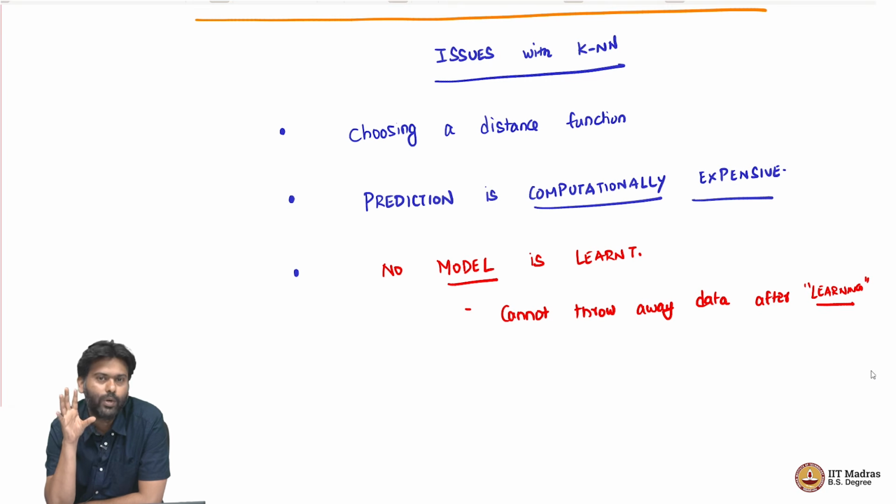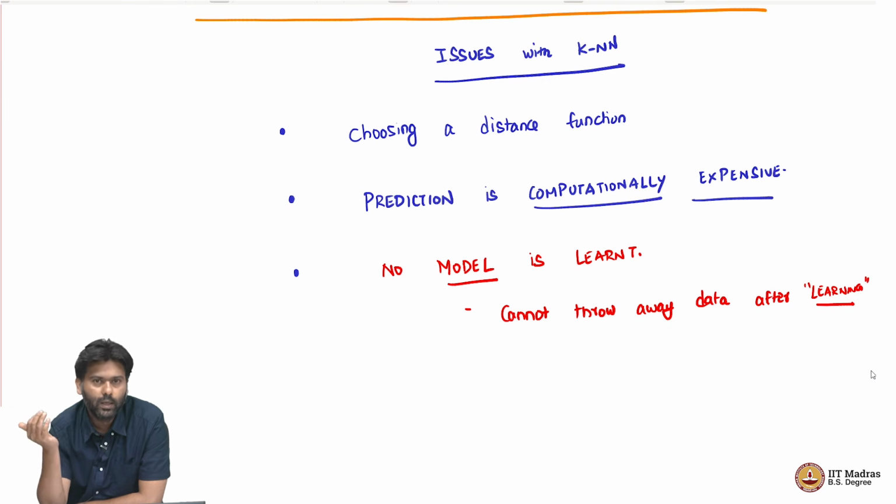Again, going back to the compression analogy that we started this whole course with, we are not extracting any compressed information from the data that is enough to make predictions. We need the entire data set, and that is the biggest issue.